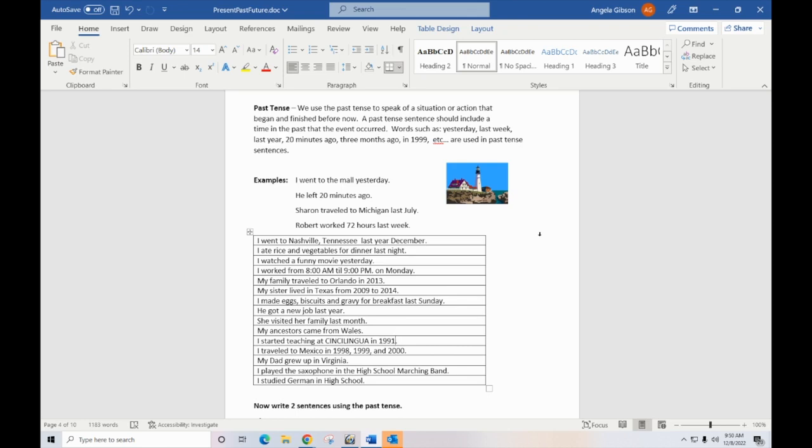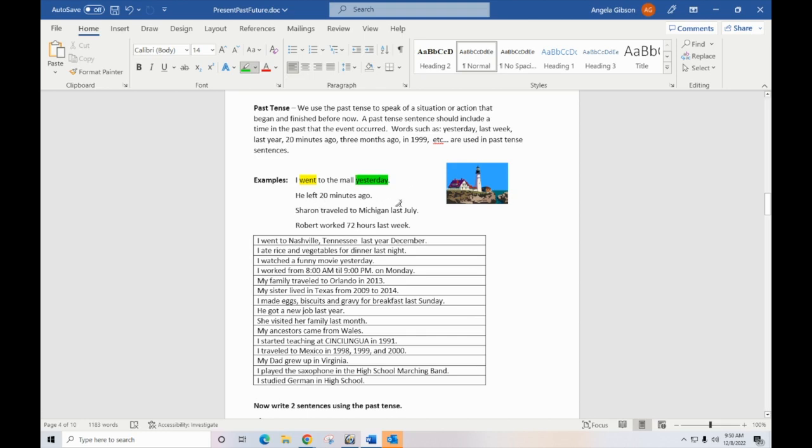So we have two things in the past tense sentences that are important. First, we have to have the verb in the past tense. Present tense is go, past tense went. I went to the mall yesterday. The second thing in a past tense sentence that's very, very important is the time. So in this first example, the action happened yesterday. I went to the mall yesterday.